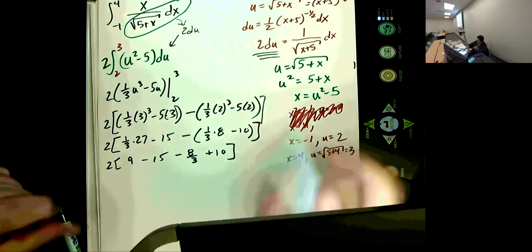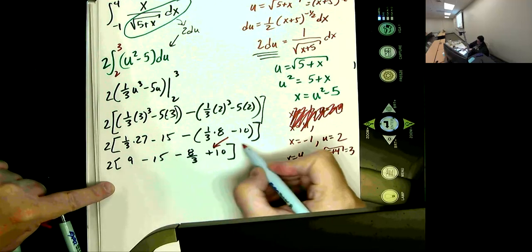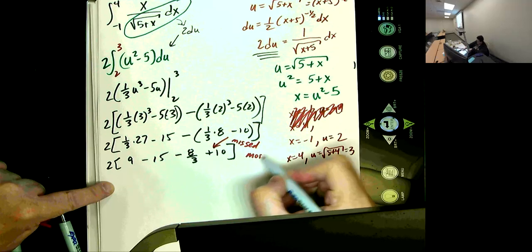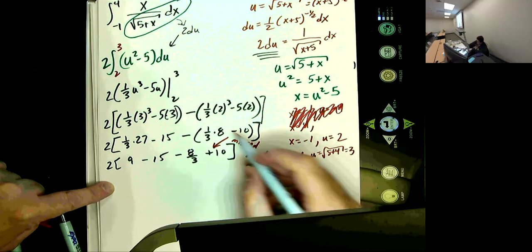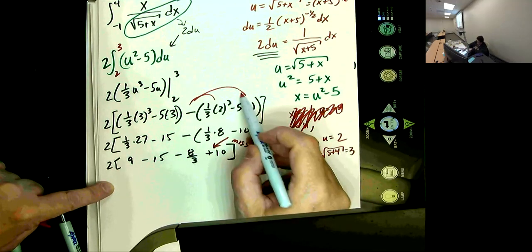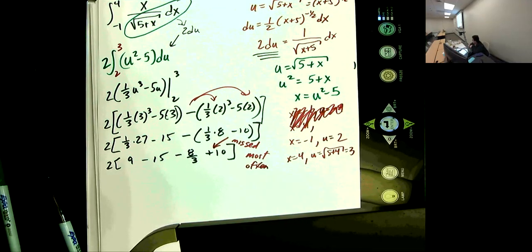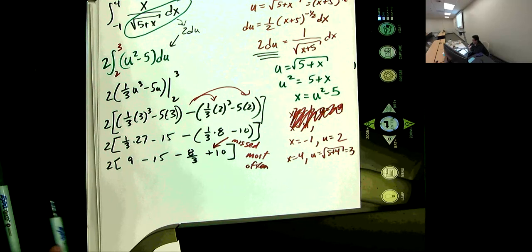In particular, that is the thing that is missed most often. Students don't distribute the negative to both things on the second half. It's an easy one to miss. If you don't put in parentheses, you're going to miss it. Even if you put in parentheses, you still might miss it. I know I do. I get hasty.